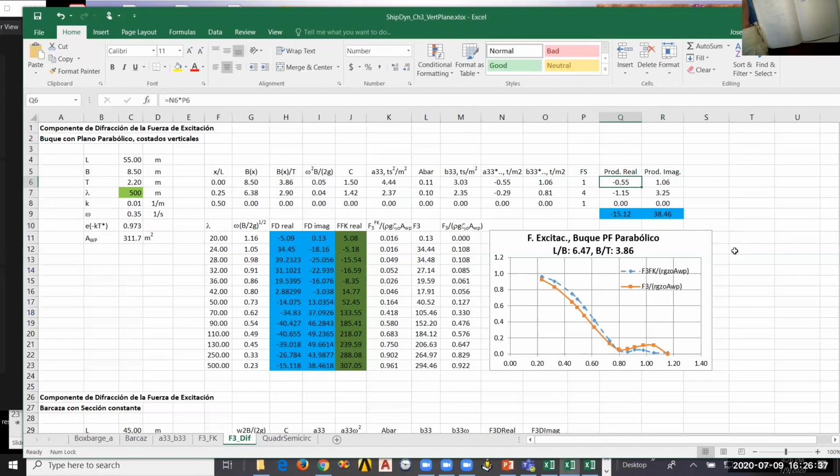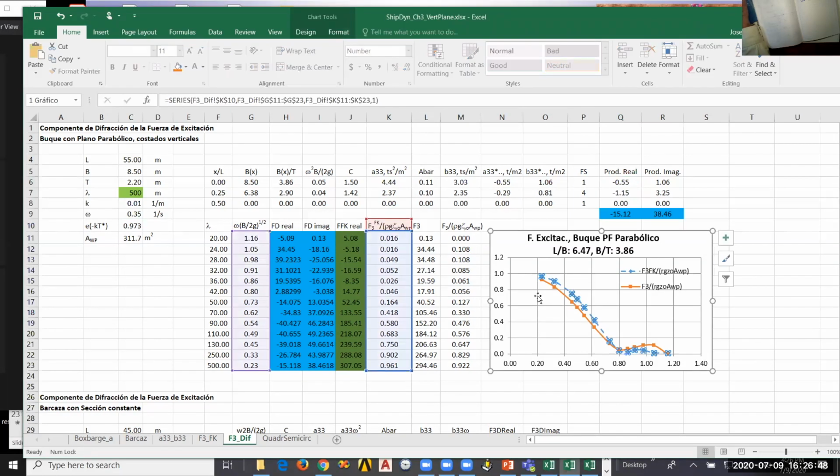Okay, people? And this is very nice because the blue is the flow de Krylov, and the orange is the combination of the flow de Krylov and the diffraction. And you see that the influence of the diffraction in general is small. But it's a good idea to include it if we can. Okay?